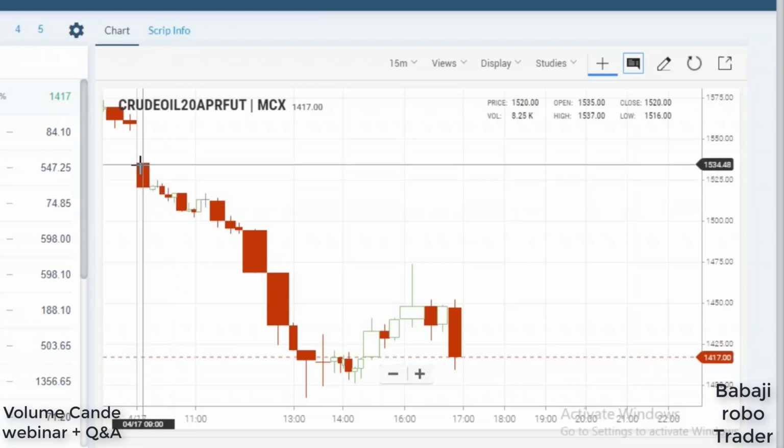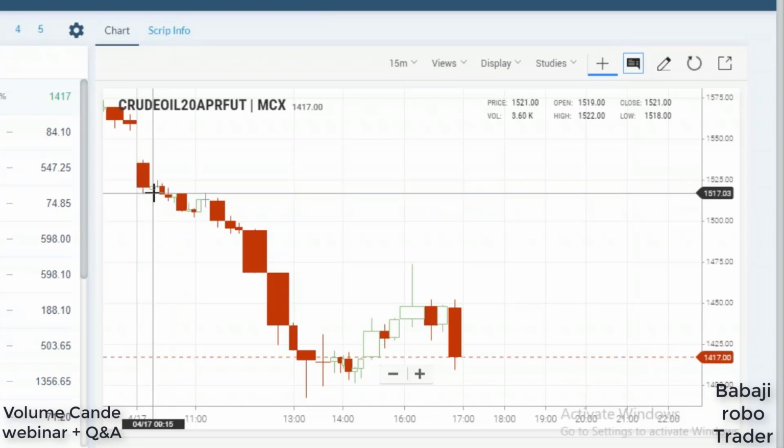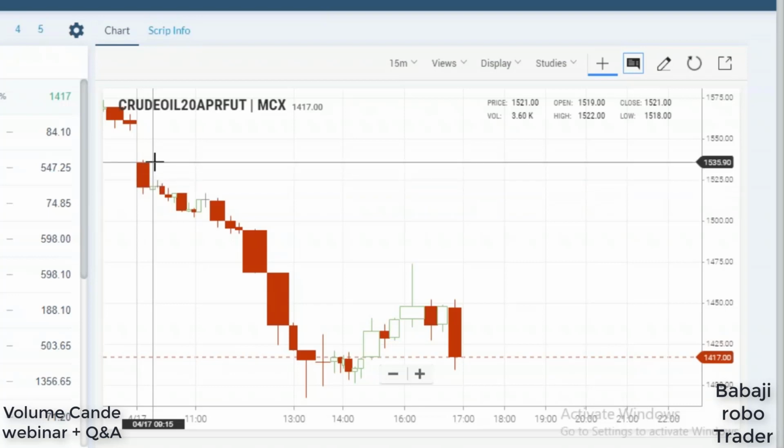We can see here, this is the morning trend. If you can take a little risk, you can take a sell at the morning open itself, or after the next 15 minutes, by keeping the stop loss at the first candle.